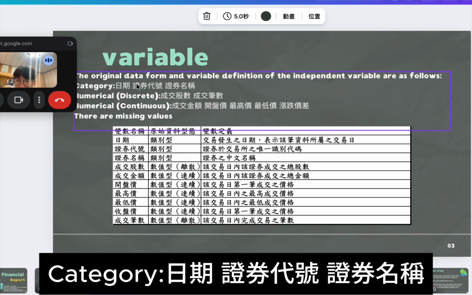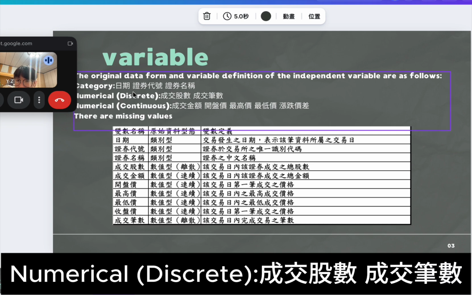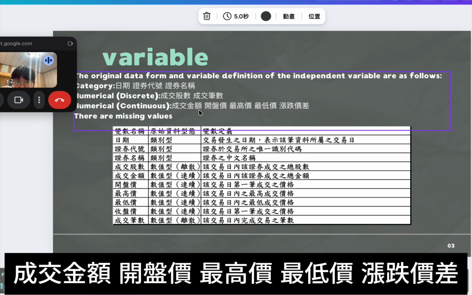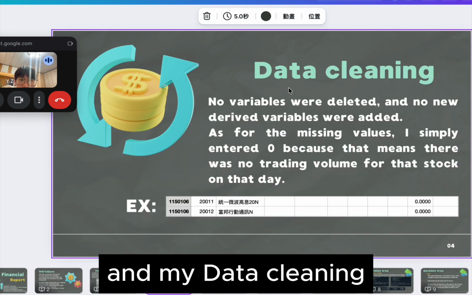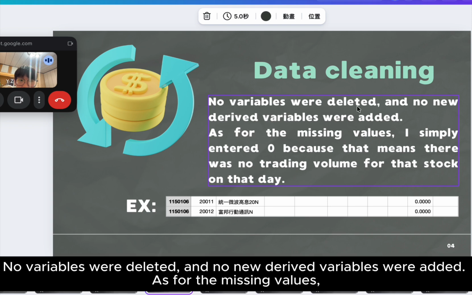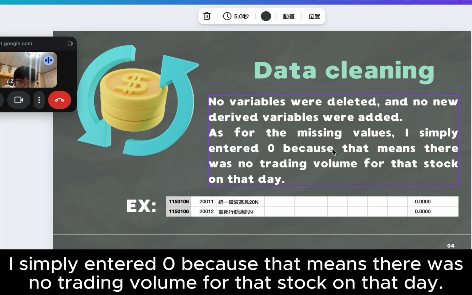The categorical variables are date, security code and security name, and the numerical ones are 成交股数、成交笔数、成交金额、开盘价、最高价、最低价 and 涨跌价差. My data cleaning was not very detailed. As for the missing values, I simply filled them with 0, because that means there was no trading value for that stock on that day.